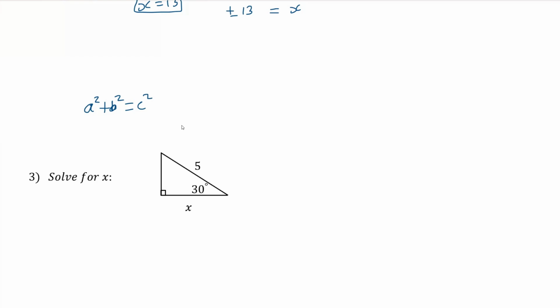So we need something else, and that's where the trig functions come in. That's when we have to use sine, cosine, or tangent. I do not know if you remember, but sine of an angle, whenever using a right triangle, is always the opposite of the angle over the hypotenuse.